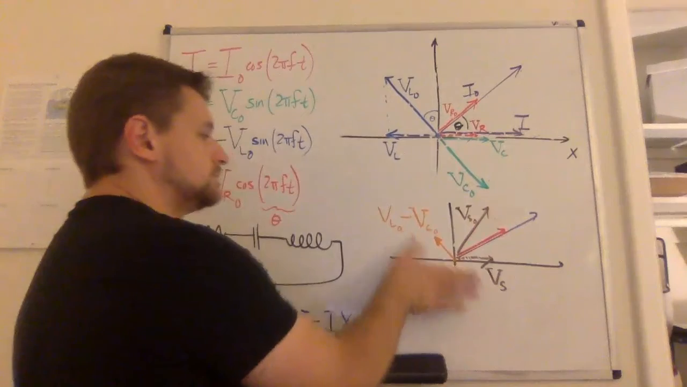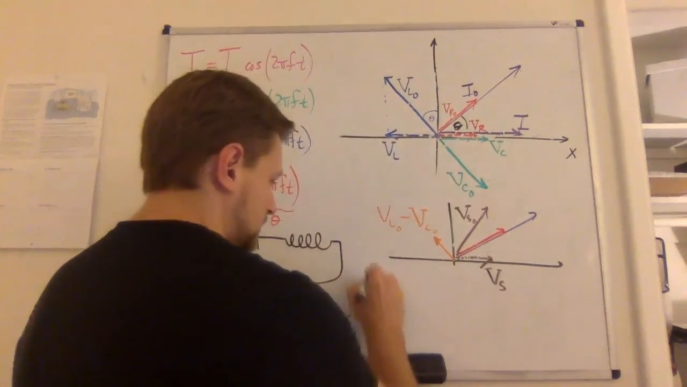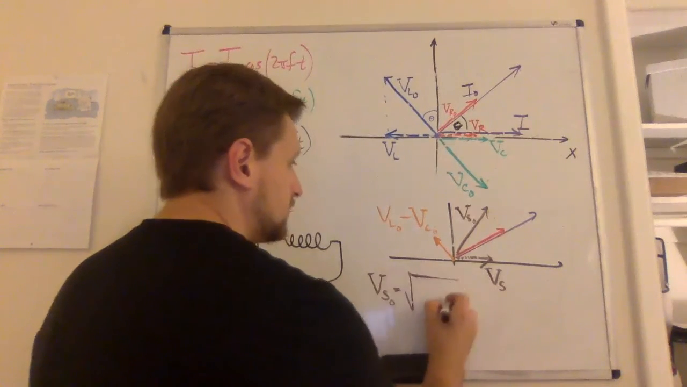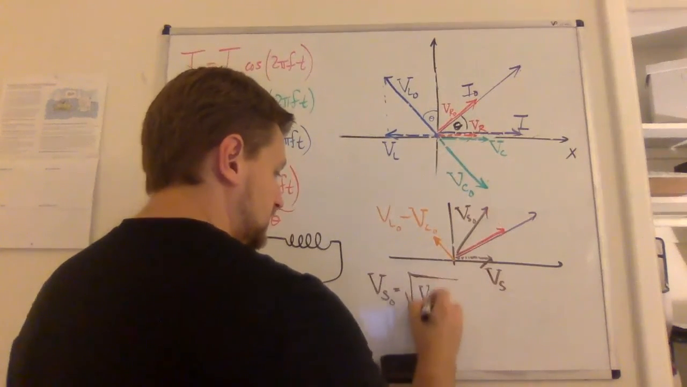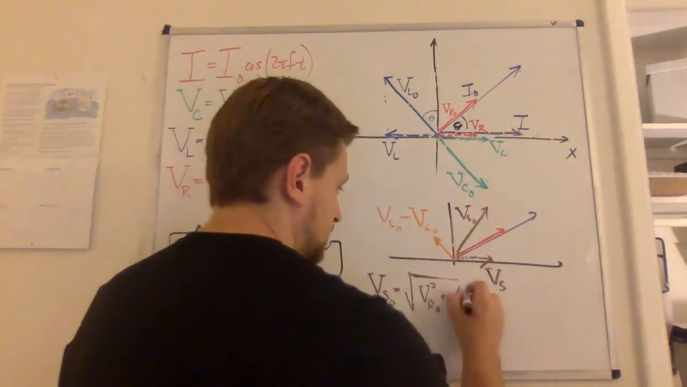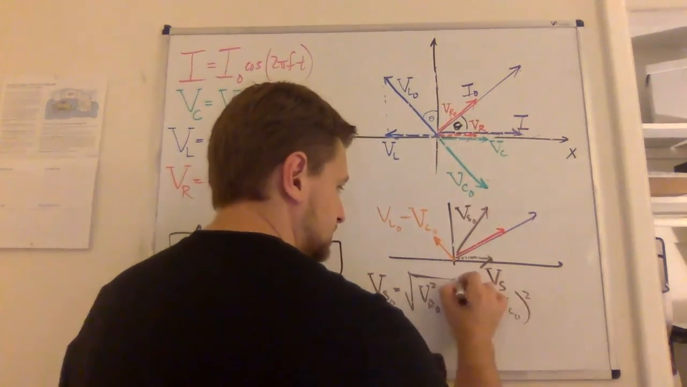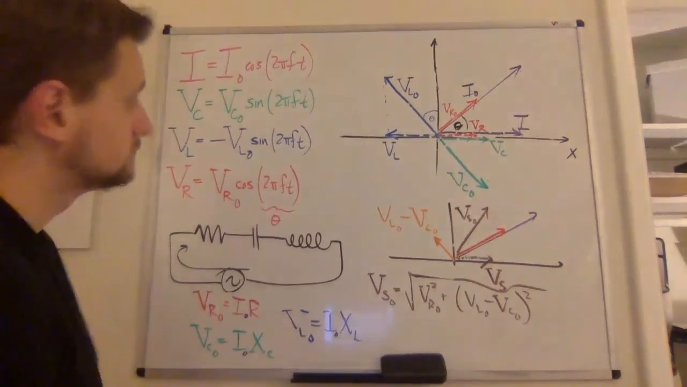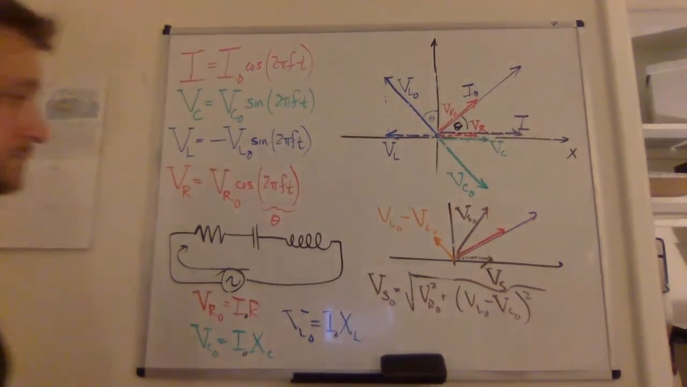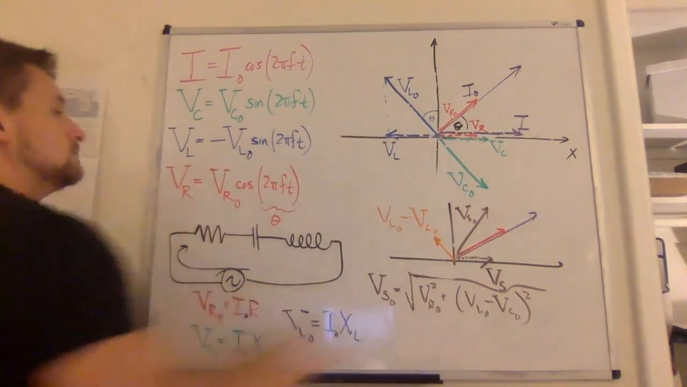Okay. VS0 is the square root of the square of VR0 plus this thing squared, VL0 minus VC0 squared. I'm going to do some math with this a little bit. I got to erase this. We're almost done.